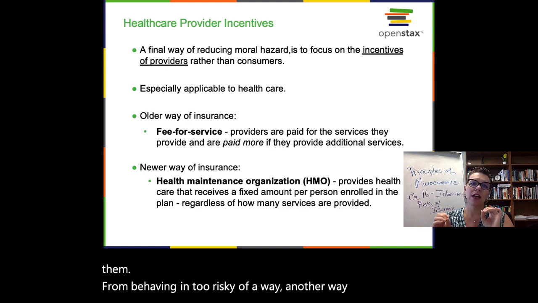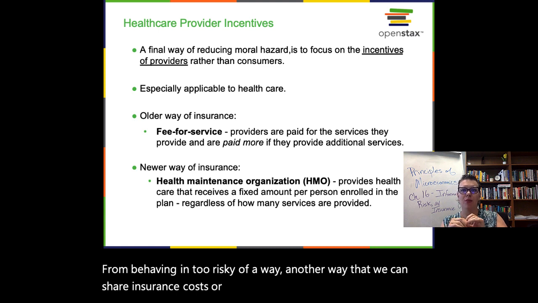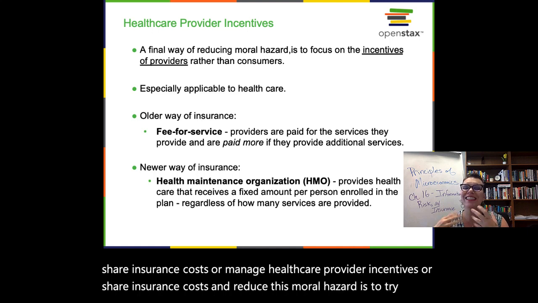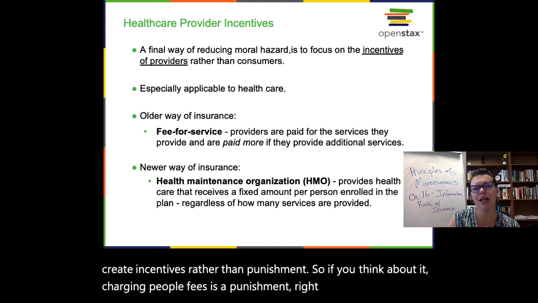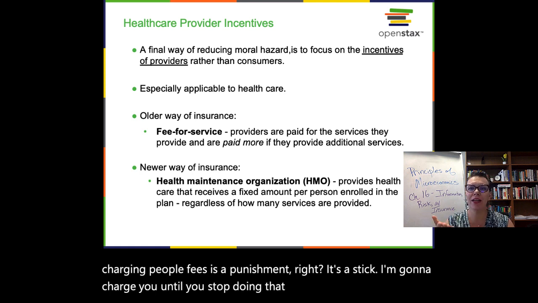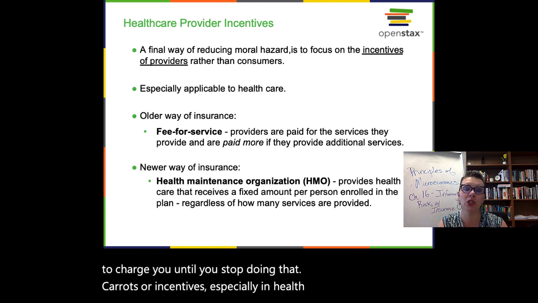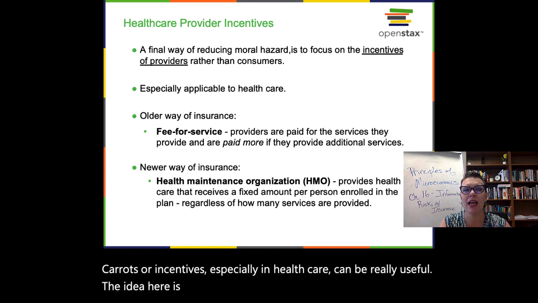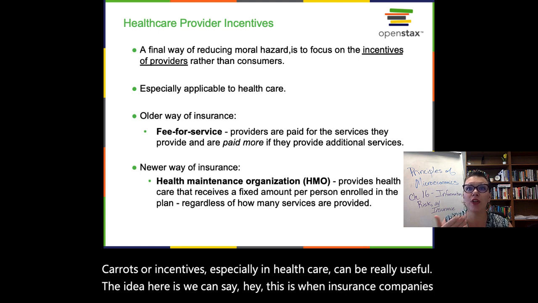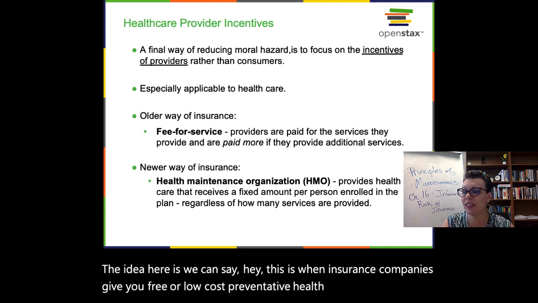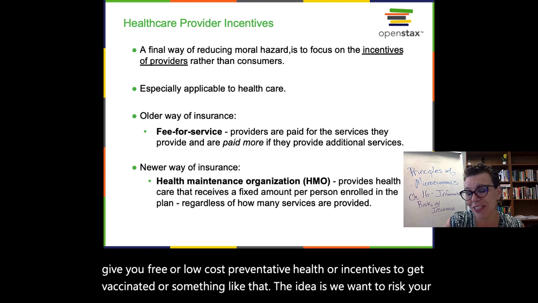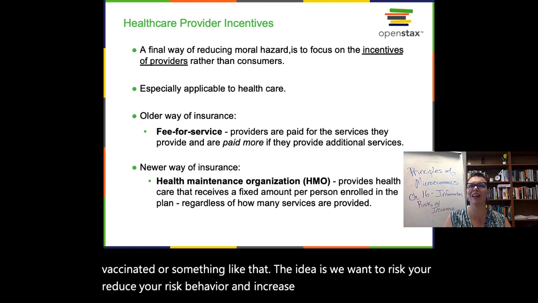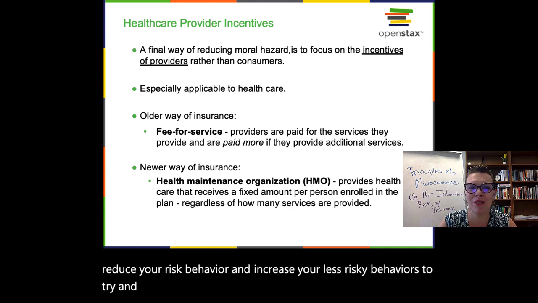Another way that we can share insurance costs and reduce this moral hazard is to try and create incentives rather than punishments. So if you think about it, charging people fees is a punishment, right? It's a stick. I'm going to charge you until you stop doing that. Carrots or incentives, especially in healthcare, can be really useful. The idea here is insurance companies give you free or low-cost preventative health care or incentives to get vaccinated or something like that. The idea is we want to reduce your risk behavior and increase your less risky behaviors to try and reduce the insurance payouts.